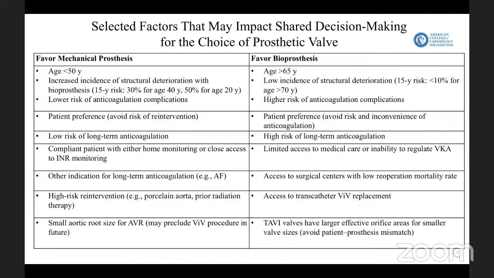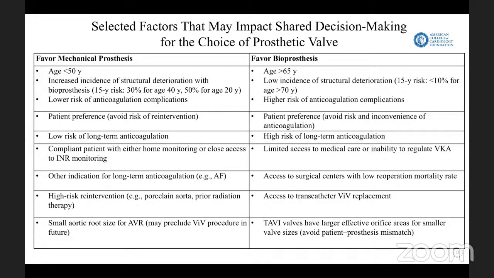So for the factors that usually favor mechanical prosthesis: having an age less than 50 years, or with increased incidence of structural deterioration with bioprosthesis, for example, the 15-year risk is 30% for a patient who is age 40 years, while it's 50% risk of deterioration for a patient who had a bioprosthesis at the age of 20 years. And the lower risk of anticoagulation complications. These factors favor mechanical prosthesis.